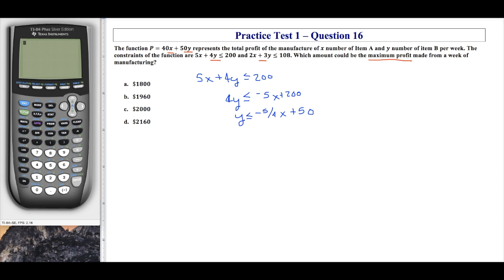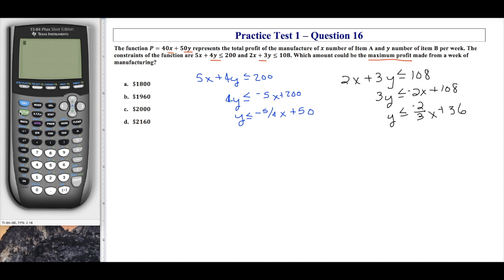Next, let's solve our second inequality for y. We have 2x plus 3y is less than or equal to 108. Subtracting both sides by 2x, and then dividing by 3. I'm sorry, that's a negative 2x. That gives me y is less than or equal to negative 2/3 x plus 36. So now I have both of my inequalities solved for y, so I can graph them.